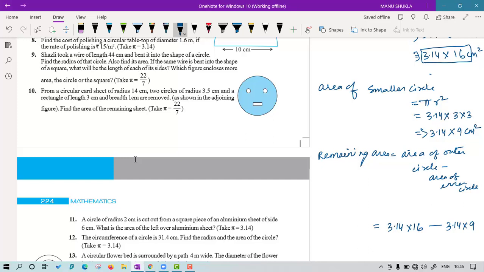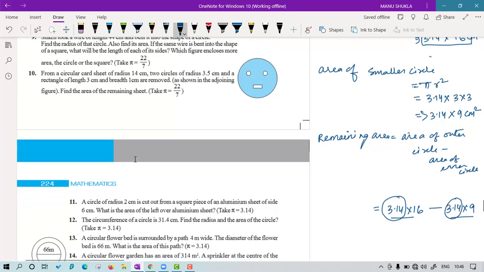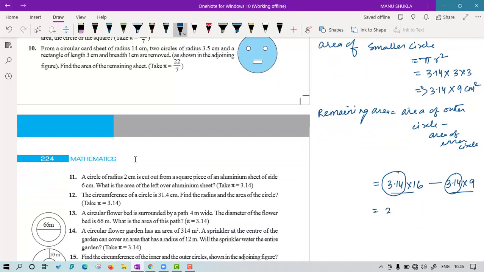Now class, before multiplying, try to see can we take something common and reduce the calculation. Yes, we can see this 3.14 is exactly the same in both the expressions, so we can take it common. So 3.14 will be common, and left inside is 16, then a minus sign, then a 9. 16 minus 9 will give you what? It will give you 7.